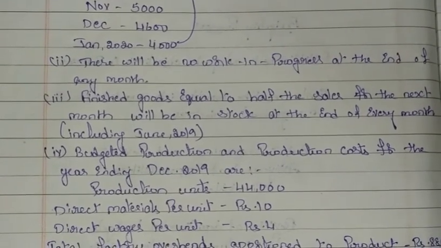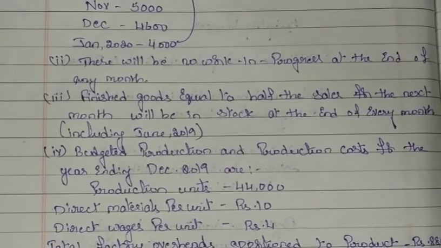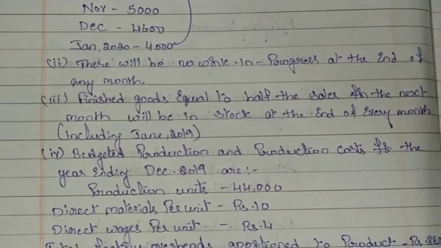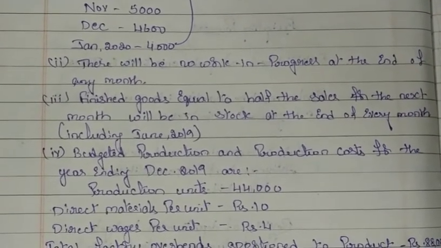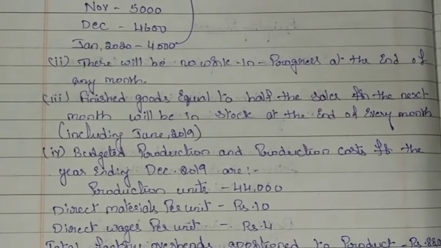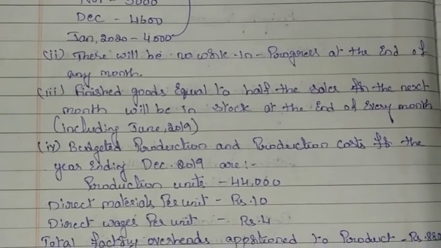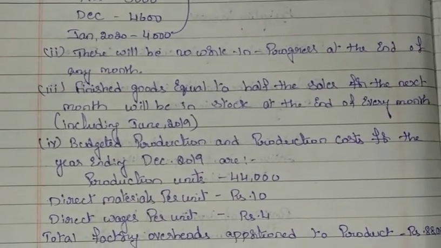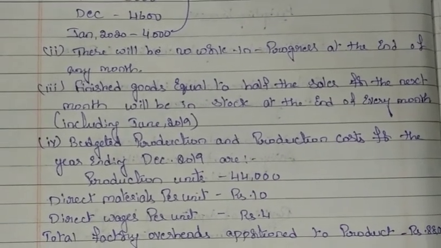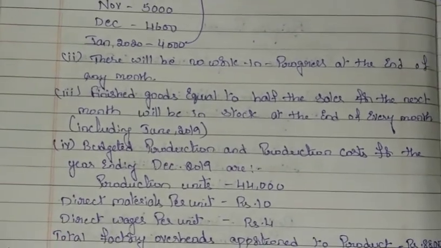In the information they are not directly giving the opening and closing stock, so they are saying that the finished goods will be equal to half of the sales for the next month. It means whatever the estimated sales for the next month, half of those sales will become the finished goods for this month. That is the third point.